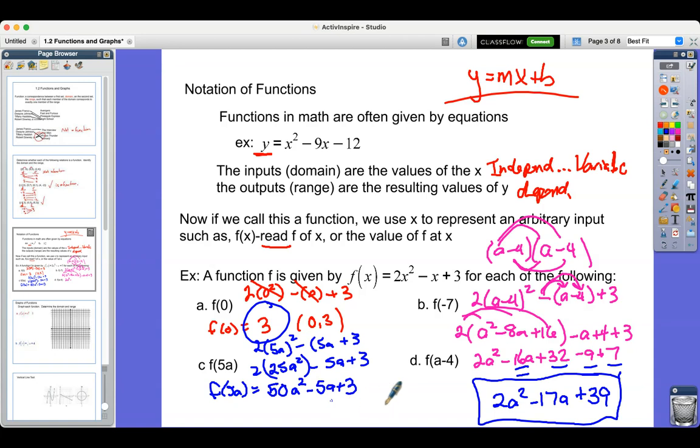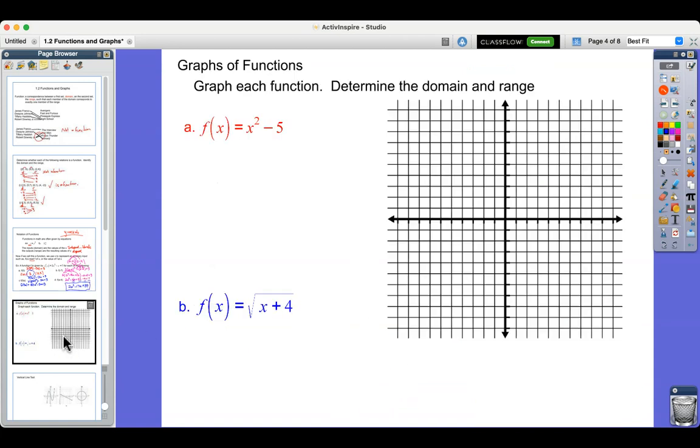Sometimes you'll get equations with that. That's perfectly okay. Let's look at this next one right here. Now, we need to graph the function. We're not going to graph the function. I guess we could, sort of. So we talked about x squared.